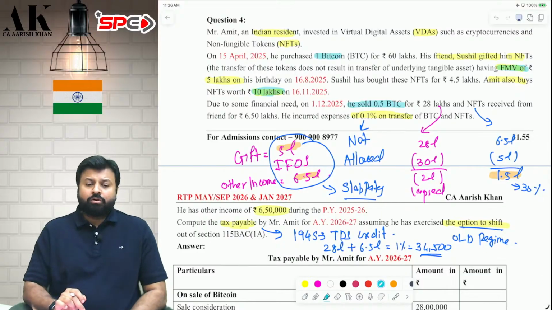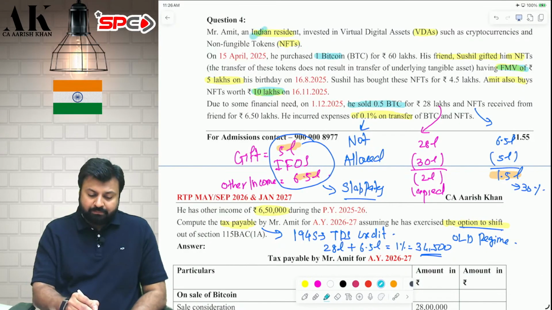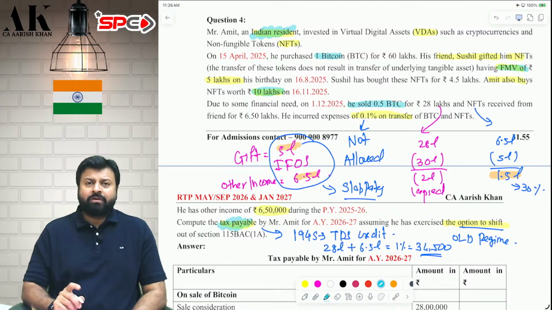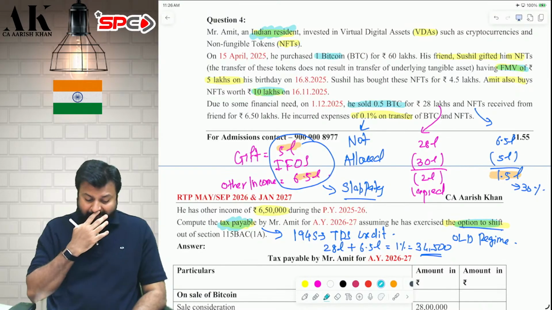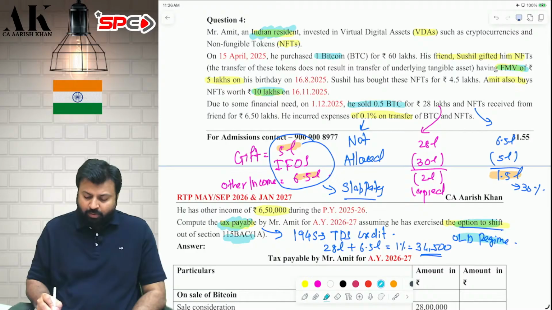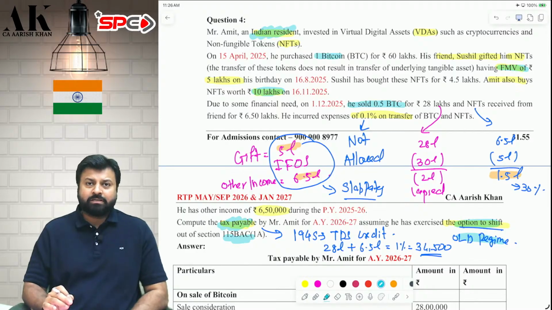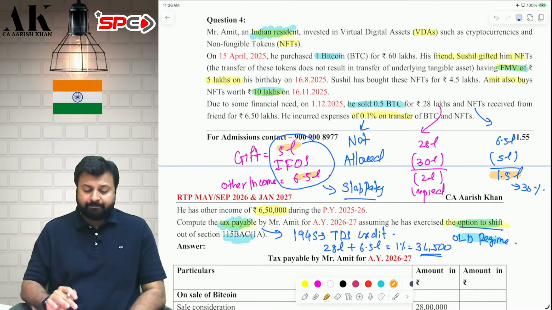Question number 4. In question number 4, we are supposed to compute Mr. Amit's, an Indian resident, tax payable. Whenever tax payable comes, always remember you have to reduce advance tax, TDS and TCS from the tax liability. Then only tax payable will come. Mr. Amit is opting to shift out of 115BAC. It means he is following the old regime, so you have to compute tax as per the old regime. Let's try to understand what Amit is doing.